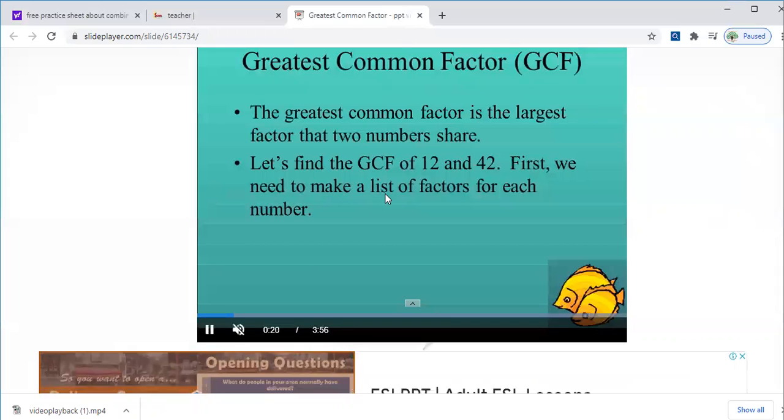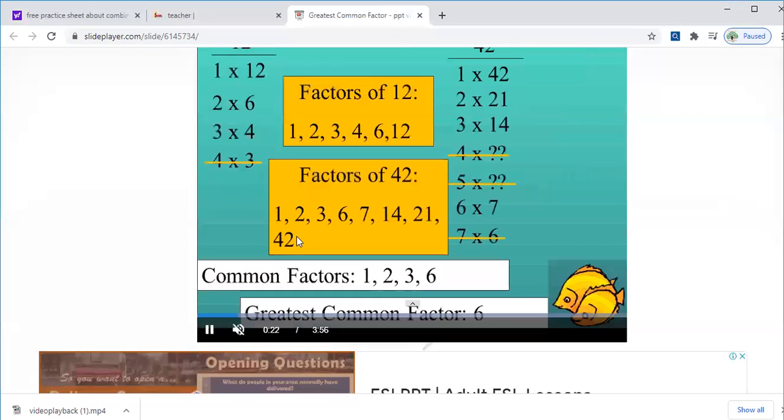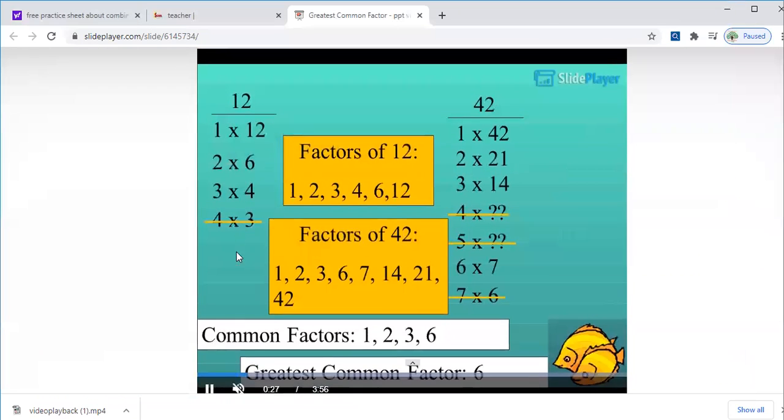First, we need to make a list of factors for each number, and we have two different methods to find the GCF. Number one, we are going to factor 12. We search for numbers which, when multiplied together, give 12, like 1 and 12, 2 and 6, 3 and 4. So 1 times 12 equals 12, 2 times 6 equals 12, 3 times 4 equals 12.